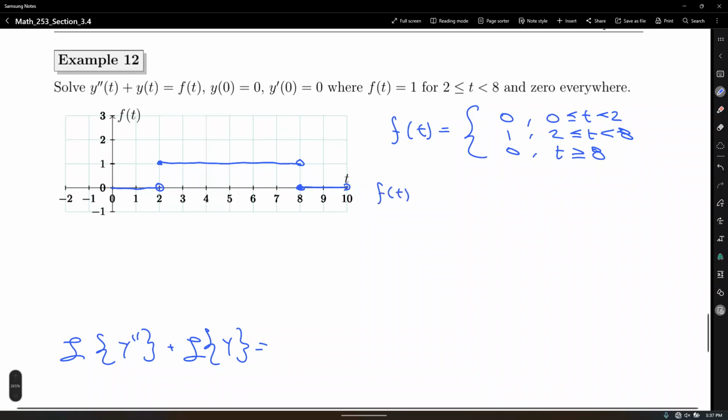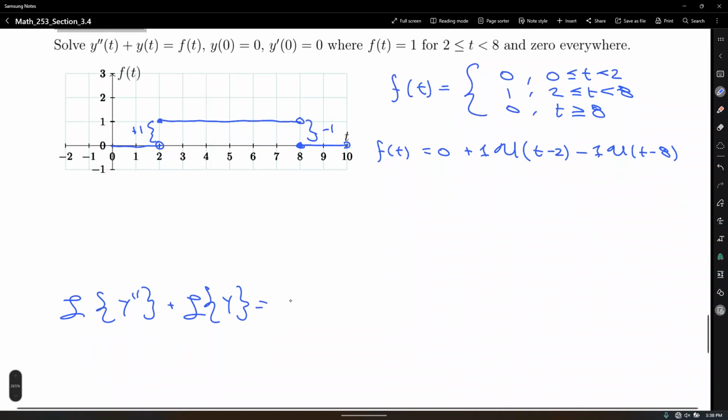So f of t starts at 0, and then there's a gain of 1. So plus 1 times u of t minus 2. And then we have a loss of 1 unit, minus 1 times u of t minus 8. So that Heaviside function, well, let me write it down here. So that is the Laplace transform of u of t minus 2 minus u of t minus 8.